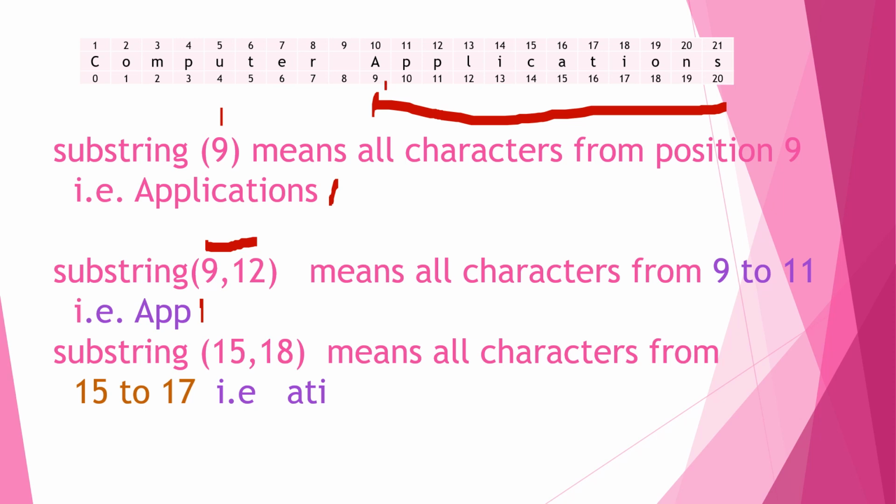Always keep in mind, length will start from 1 and all other functions will start from 0. So 9 to 12 means 9, 10, 11 and the answer will be APP. Now substring of 15 to 18 means substring from 15 to 17, last number minus 1. The answer will be ATI. So like this the substring function will work.